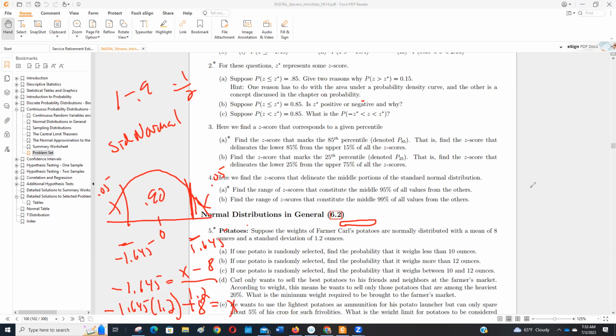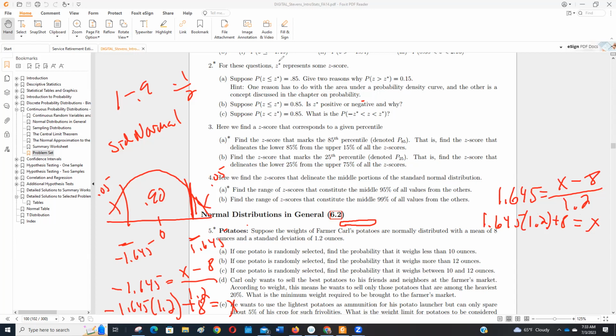And to do the upper cutoff, instead of negative 1.645, you'll write positive 1.645 equals some number minus the mean divided by 1.2. Same algebra, right? Multiply by 1.2 and then add 8. That's x, all right? And that works. It's not hard to do.